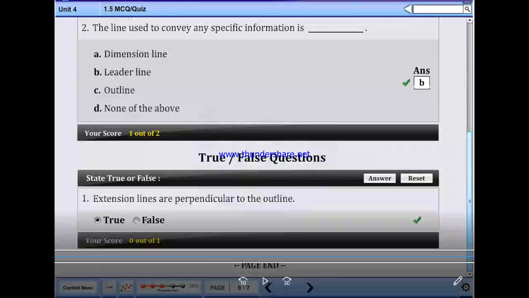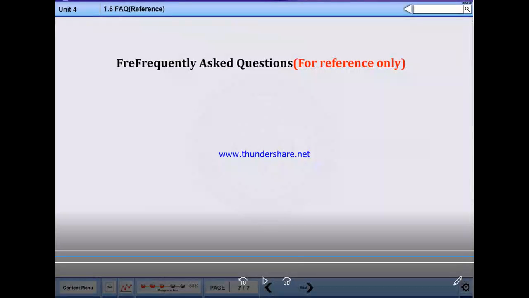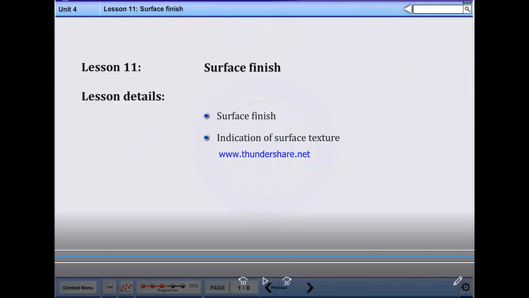True or false? Extension lines are perpendicular to outlines. Is this true or false? True. Now next, some frequently asked questions are also there. You may note them down with the previous data.